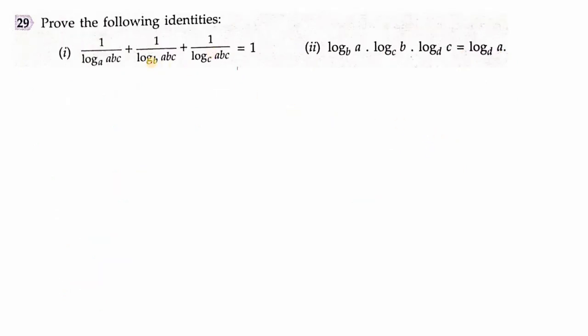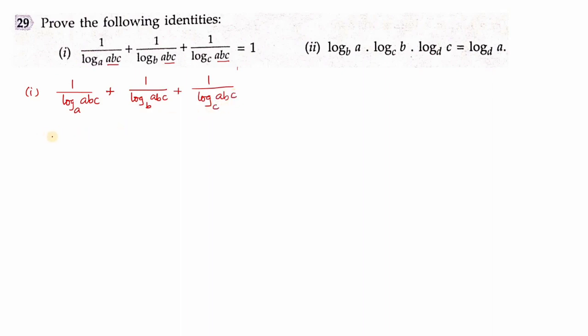Let's do this question. Okay, so now here also you have ABC, ABC and ABC here in the argument. So we will take them to the base. So we have number 1, 1 by log ABC at the base A plus 1 by log ABC at the base B plus 1 by log ABC at the base C.